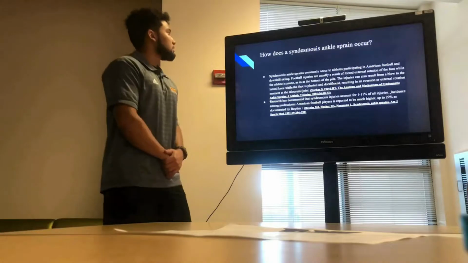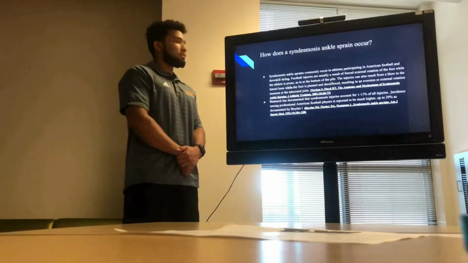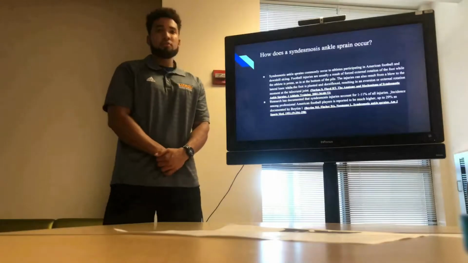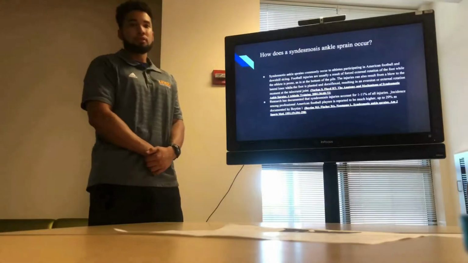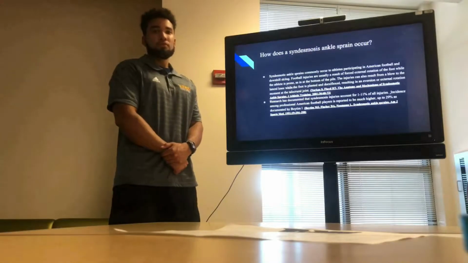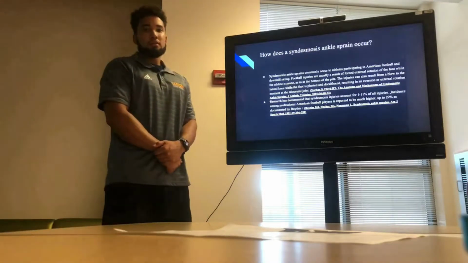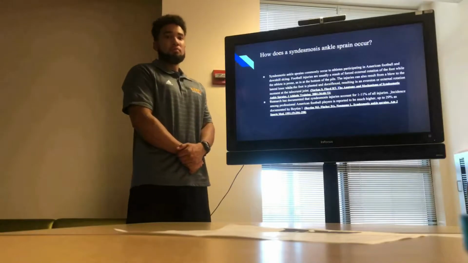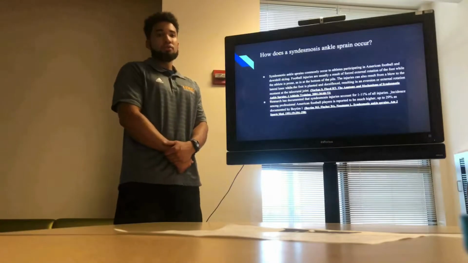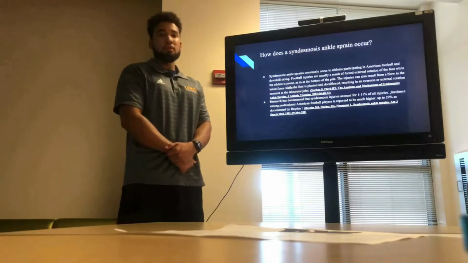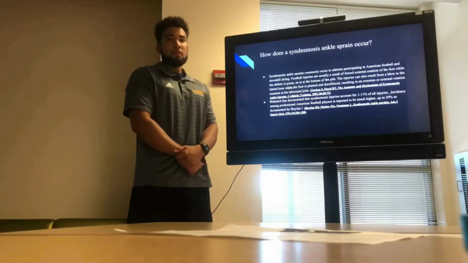Okay, so the next slide is how does a syndesmosis ankle sprain occur? Syndesmotic ankle sprains commonly occur to athletes participating in American football and downhill skiing. Football injuries are usually a result of forced external rotation of the foot while the athlete is prone, as in the bottom of a pile. The injuries can result from a blow to the lateral knee while the foot is planted and dorsiflexed, resulting in an eversion or external rotation moment at the talocrural joint.